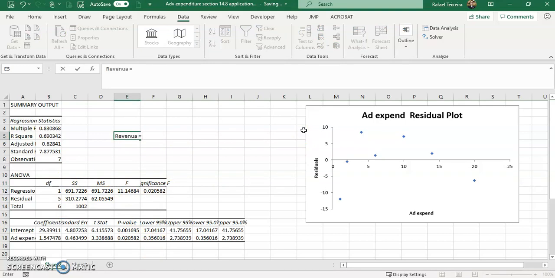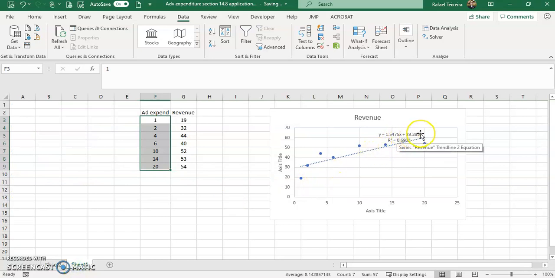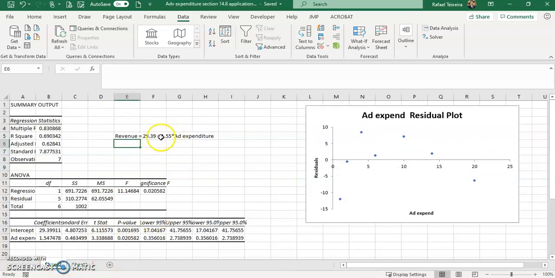It would be revenue equal to B0, which is this coefficient here, 29.39, plus open parentheses, you can open parentheses or you don't need to, 1.5475, multiplied by advertising expenditure. Okay, so this would be the equation. If it says what is the equation, that's the same thing we have here, 29.39 plus 1.5475 multiplied by x. Okay, I round up this number. So this is the regression equation.